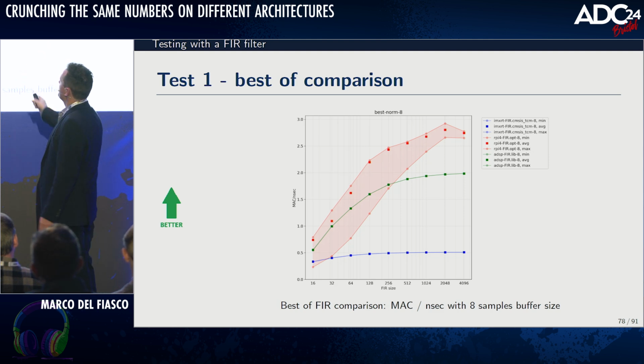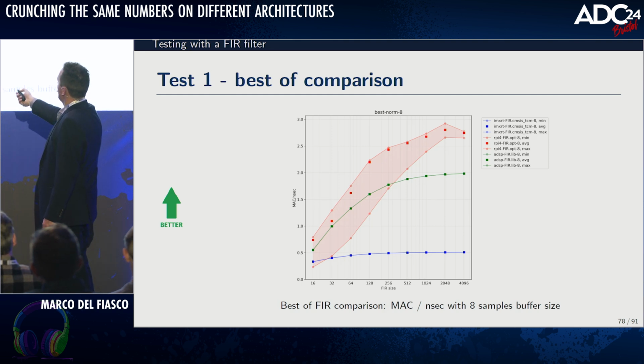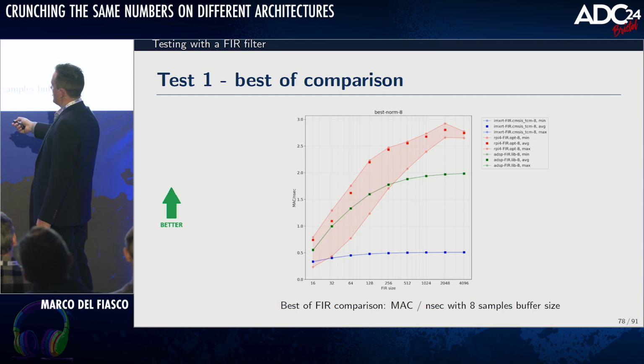The Raspberry Pi, you see, you have to look at the worst case, so the lower red line. So after 256 steps, it starts to behave better than the SHARC, basically. Otherwise, the SHARC is better.